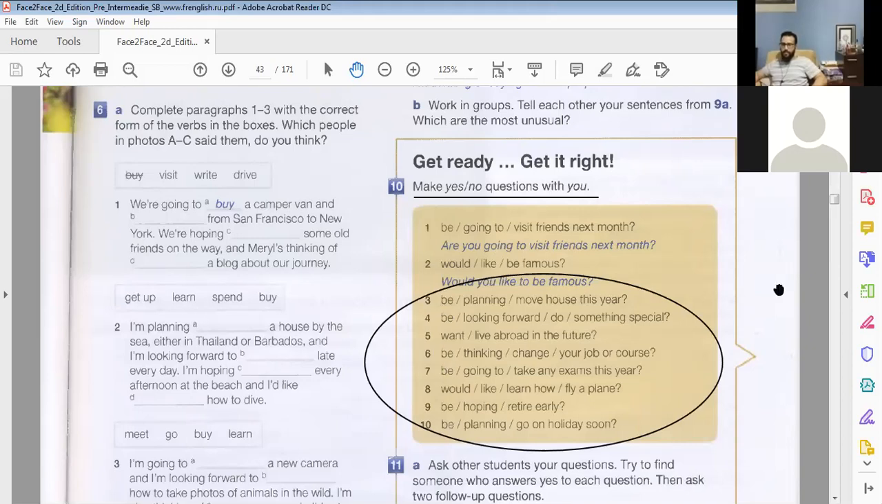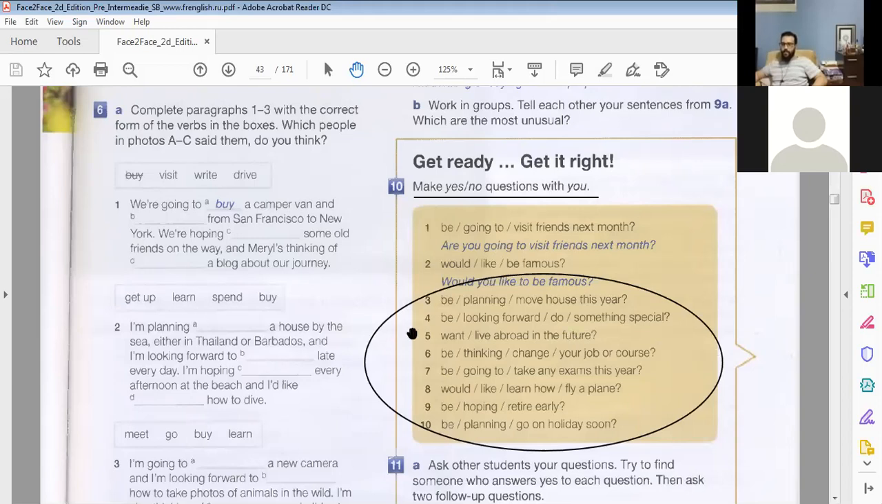Yes. Are you planning? Are you planning to move house this year? Correct. Are you number 3 and number 4? Number 4. Okay. Are you looking forward to doing something special? Good. Are you looking forward to doing something special?